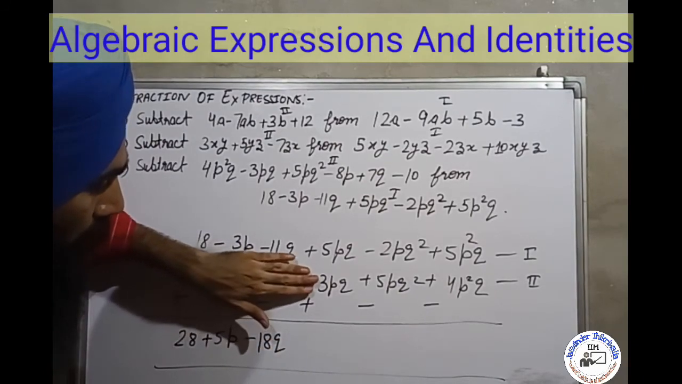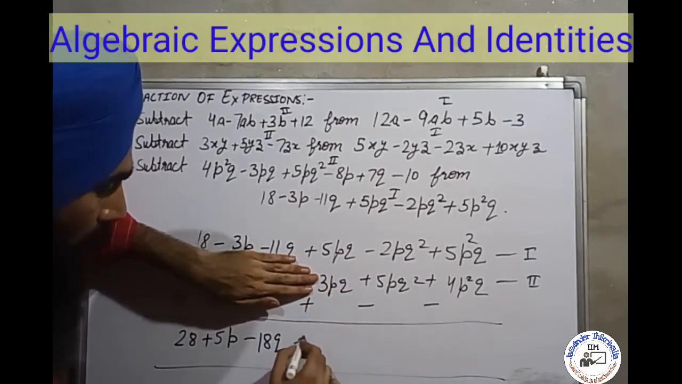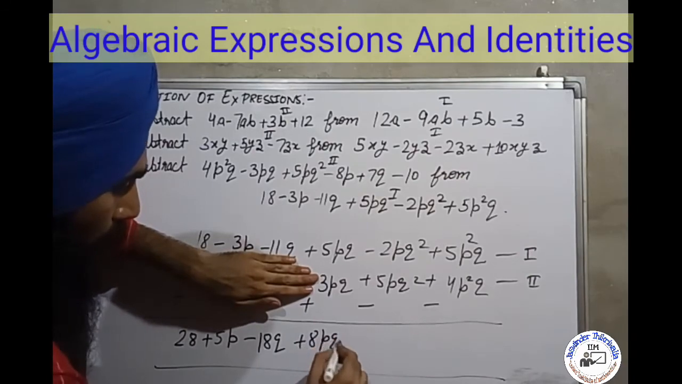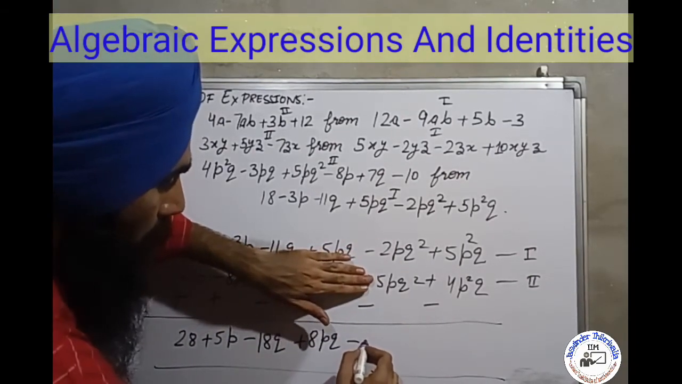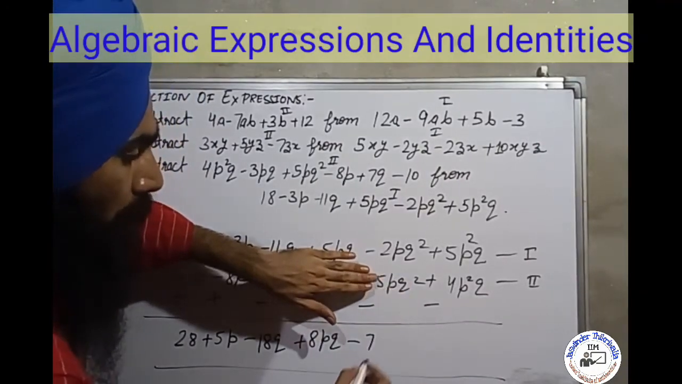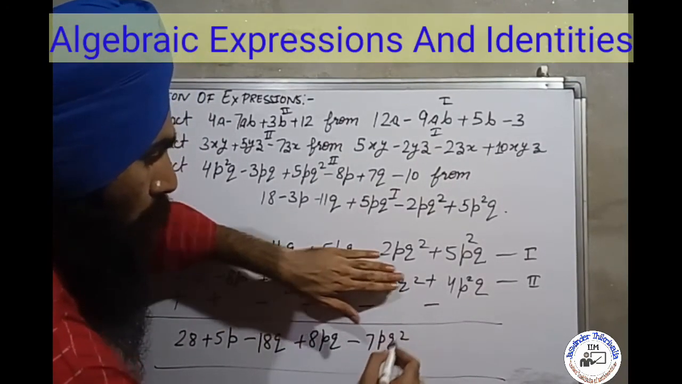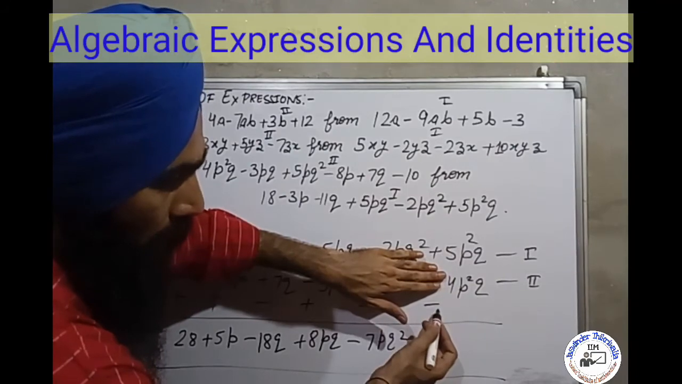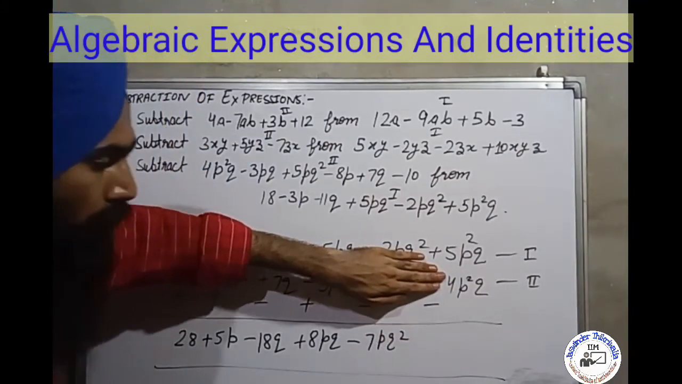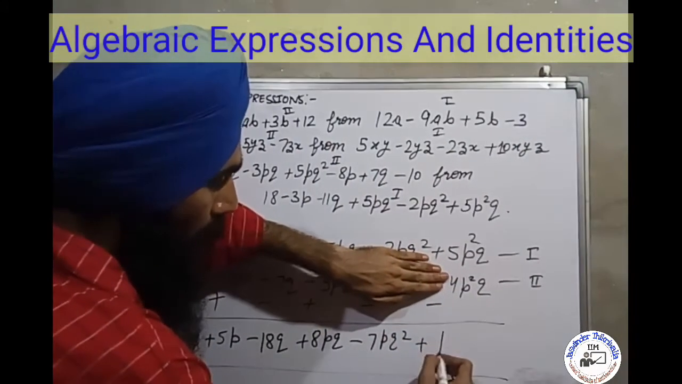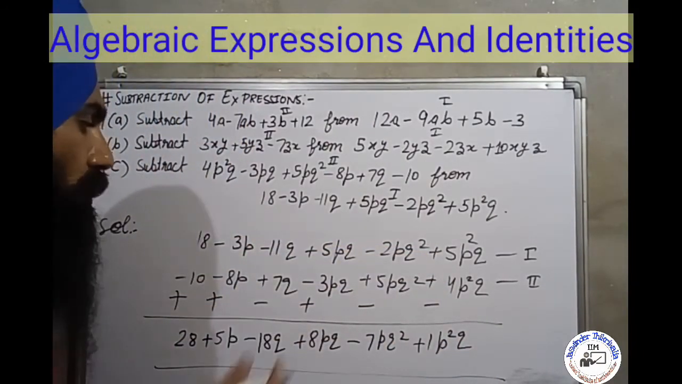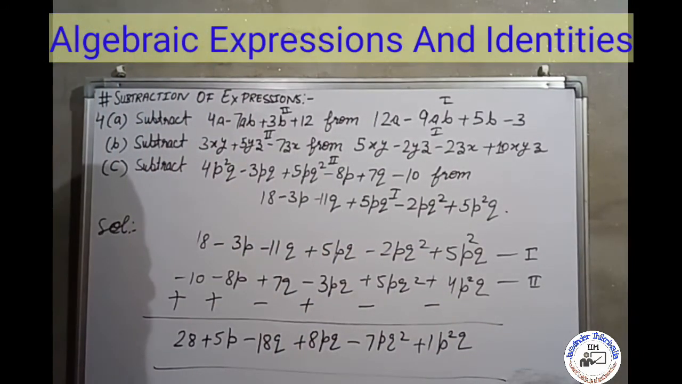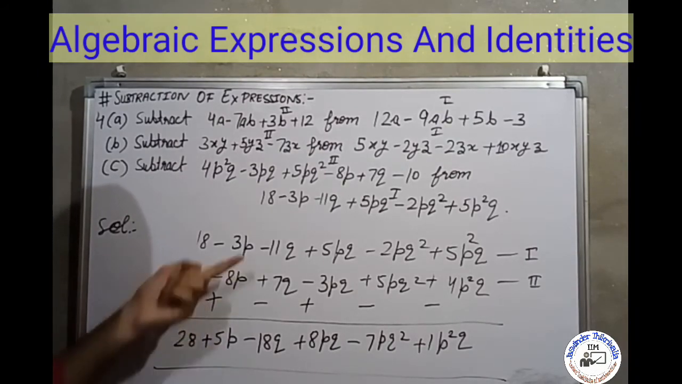Now in this, both are positive. 5 and 3, 8pq. And these both are negative: minus 2 and minus 5, minus 7 pq square. Now this is positive and this is of a negative symbol, so positive minus negative, you will get 1 p square q square as the answer. So this is your answer. This is the direct method which we use in the case of numbers, and the same method has to be applied here.